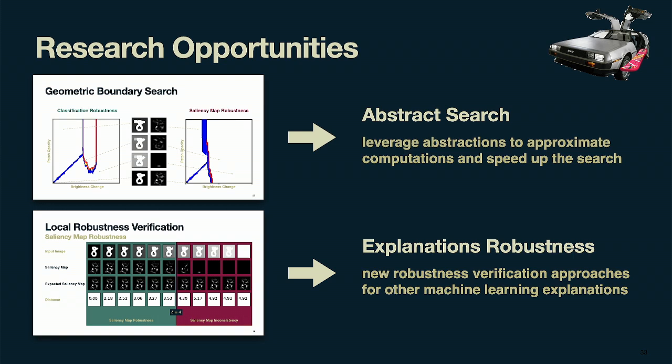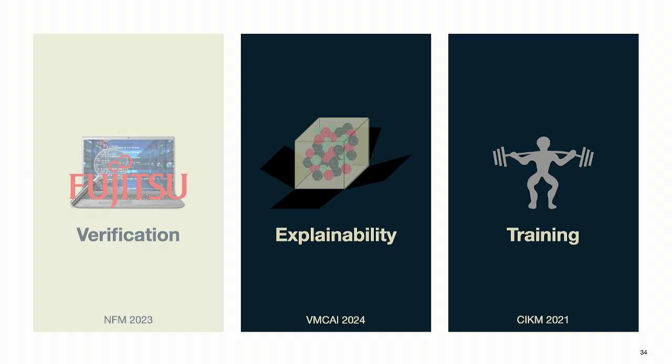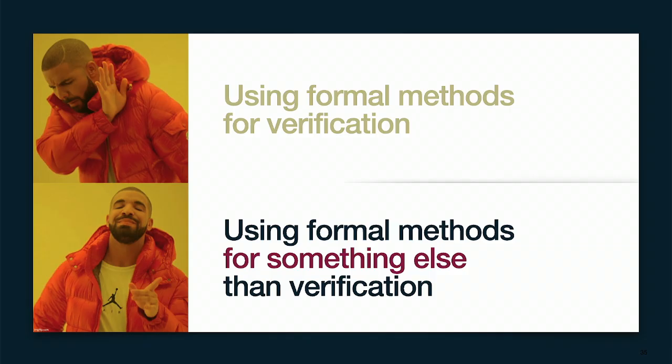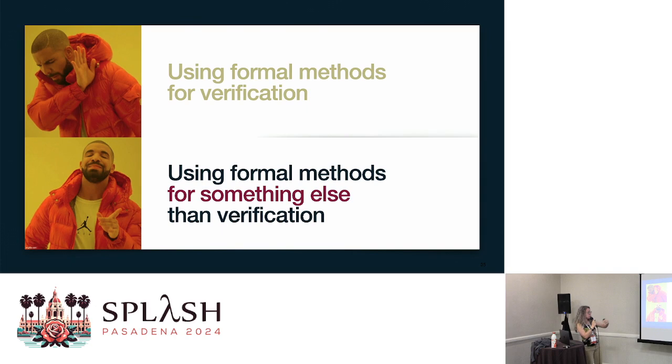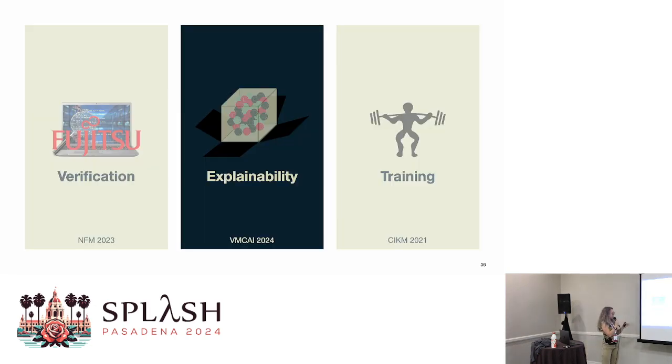Okay, all good? Okay, then I can go to the rest of the talk. So basically here is state-of-the-art verification. And as I said a bit earlier, for these two parts, we use formal methods, but we don't do verification, we do something else. So for the explainability part, we're going to use abstractions. We're going to abstract the models, but we will not use the abstraction to verify classification robustness, saliency map robustness, whatever it is. We're going to use this abstraction to explain what the model is doing.